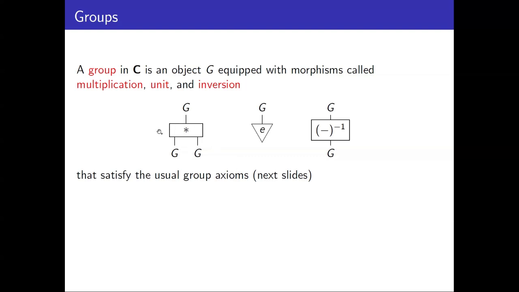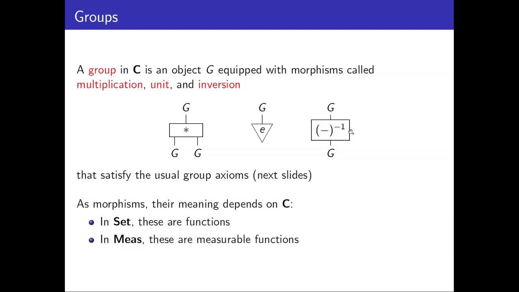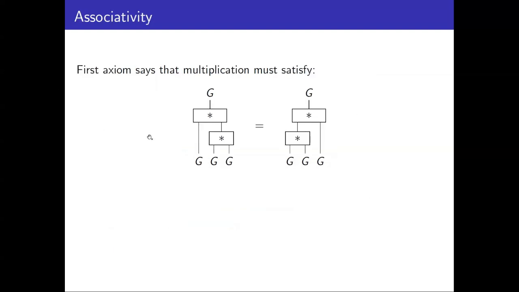So this one is multiplication, this one you think of as identity, and this one as inversion. As morphisms, the meaning that these take actually depends on which Markov category you're in. If you are in the category of sets and functions, then these become sets and these become functions. In Meas, they become measurable functions. So you might have heard of the notion of a measurable group. You recover that for free by defining a group in this general way.